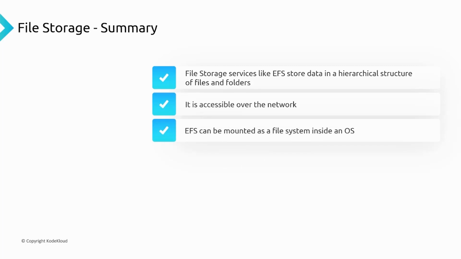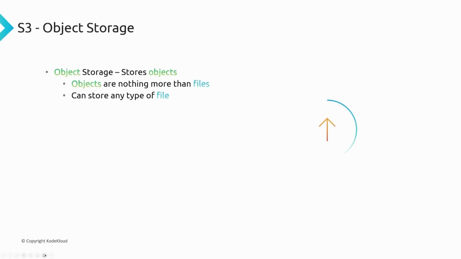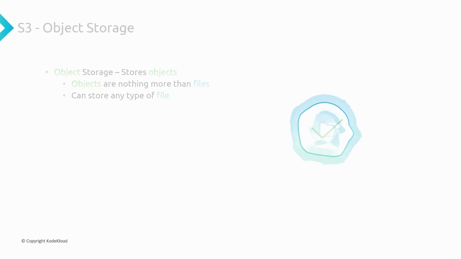And EFS can be mounted as a file system inside an operating system, but it cannot be used to boot, so you can't install an operating system. So the whole idea with object storage is it stores objects, right? It's in the name. And what are objects? Well, objects are nothing more than files. So really think of object storage as something kind of like Dropbox or Google Drive. It's just a place where you can upload and store files and access them whenever you'd like. But we refer to the files that we store in there as objects.